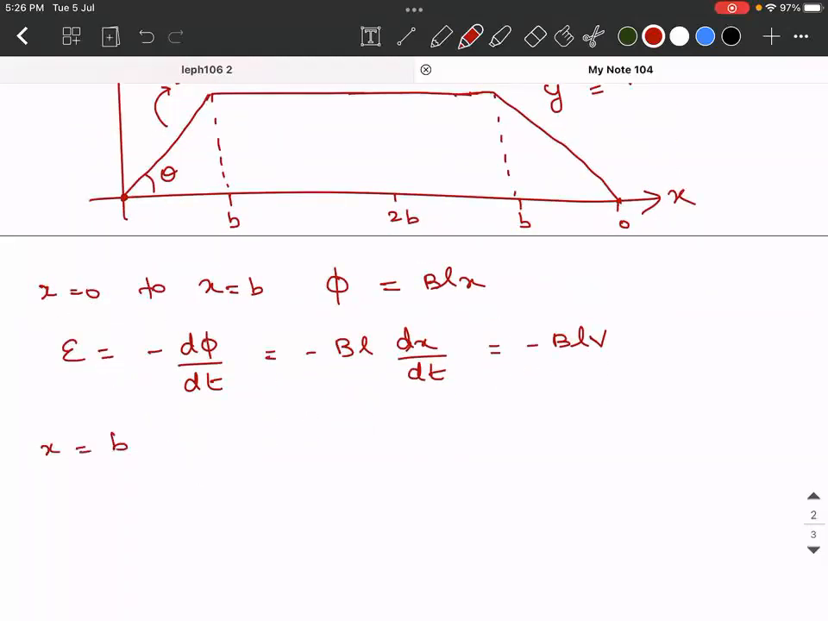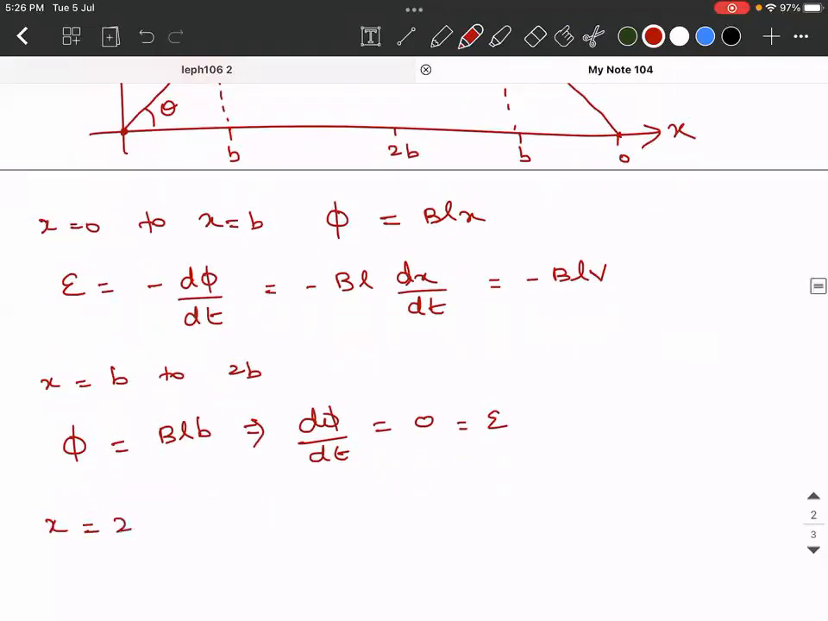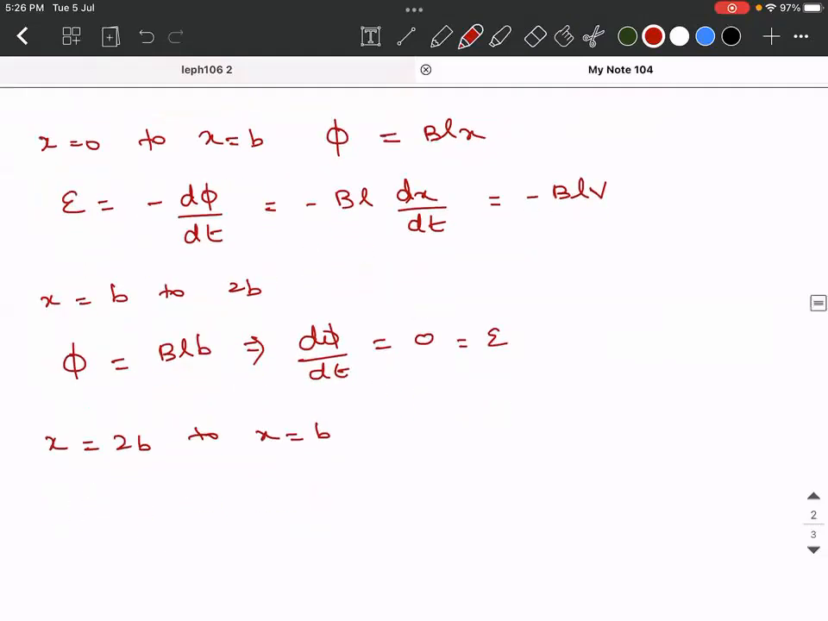Similarly, when you go from x is equal to B to 2B, flux is B into L into B, which is a constant, which implies d phi by dt is 0. So what does this conclude? EMF will be 0. Similarly, when you move from x is equal to 2B to x is equal to B, what will happen to the flux? Again a 0. So flux is constant, but EMF is 0. Yeah, tell me.